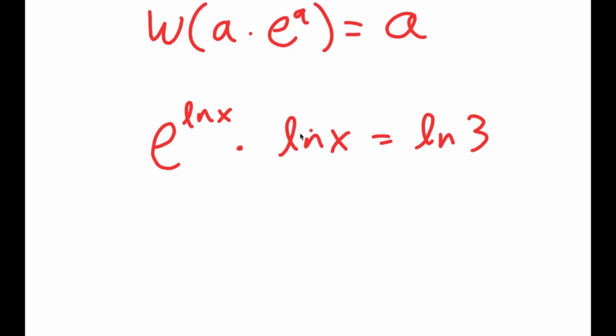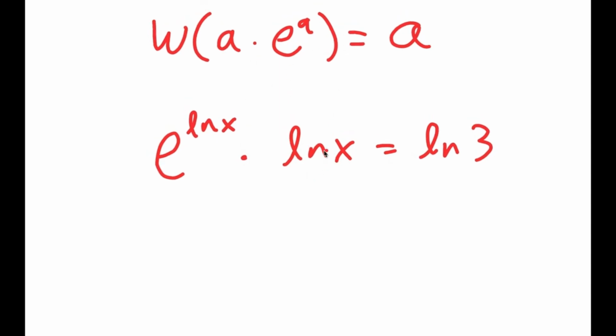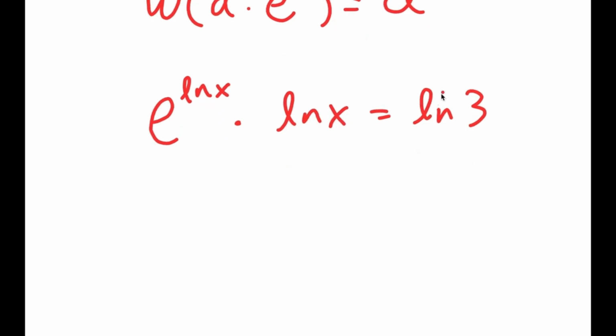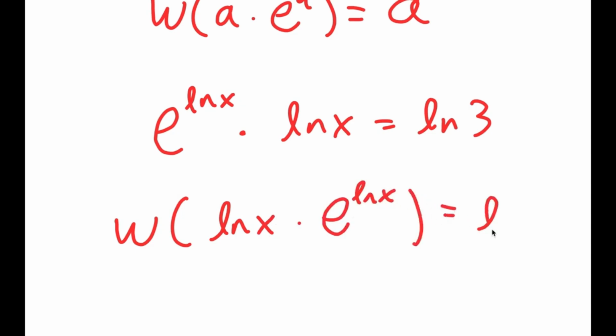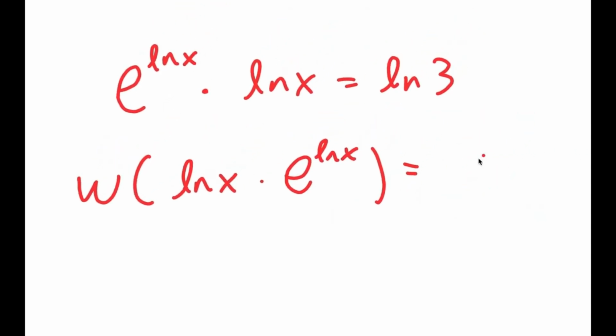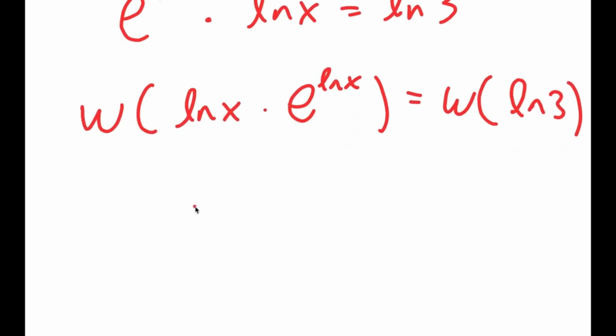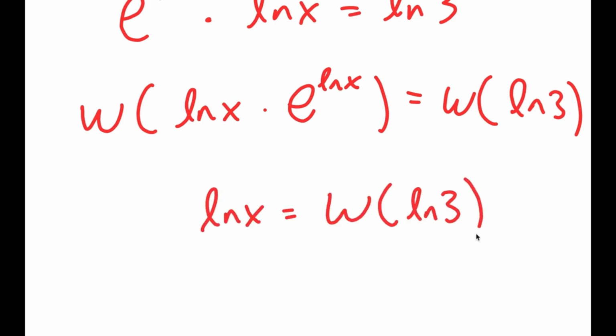So now notice how this is in the form a times e to the power of a, a in this case being ln x, so it's the form ln x times e to the power of ln x is equal to ln 3. So now if I take the W-Lambert function on both sides, I get W of ln x times e to the power of ln x, and this is just equal to ln x. And on the right side, I have W of ln 3, so now I'm left with ln of x is equal to W of ln 3.